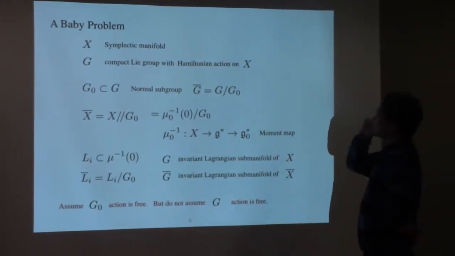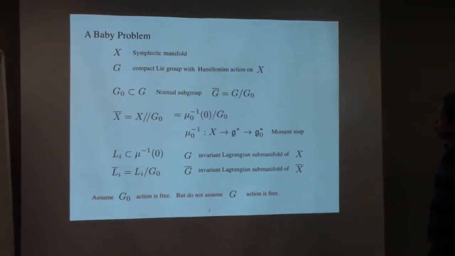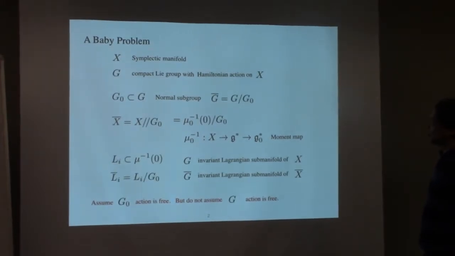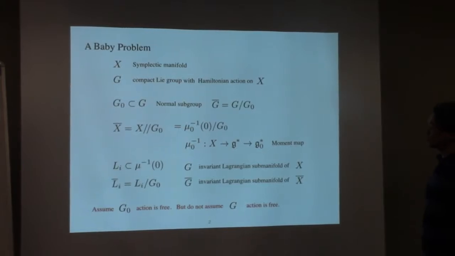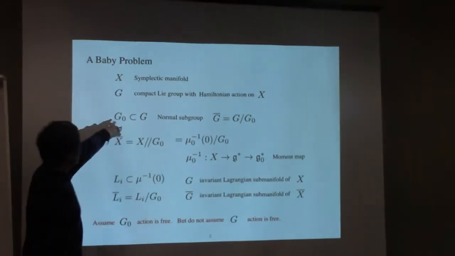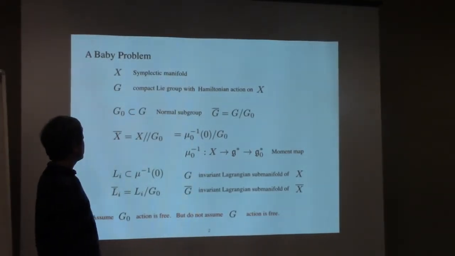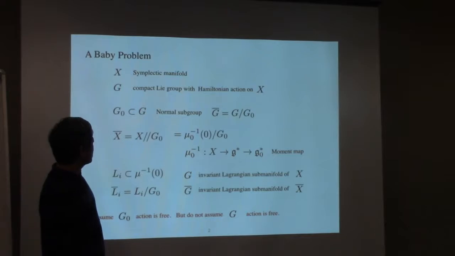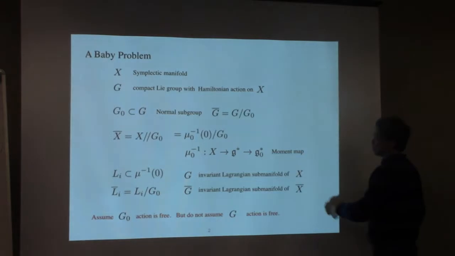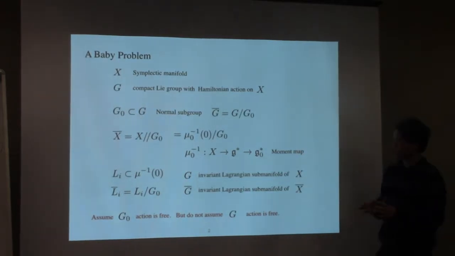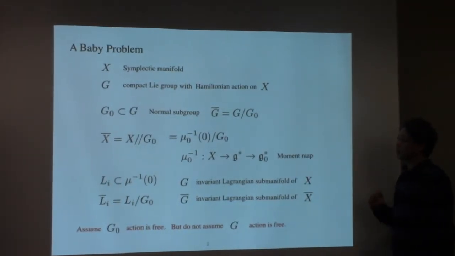Suppose you have some symplectic manifold X, which let us assume is compact. And suppose you have a compact Lie group G acting on this symplectic manifold by Hamiltonian actions. And we assume that G has a normal subgroup G0, and the quotient is G bar. And we take the symplectic quotient of X with respect to this G0. So it means that you have this moment map. The original moment map mu goes from X to G star, and then you can just take the moment map of this G0 action, mu0, and you take mu0 inverse 0 divided by G0.